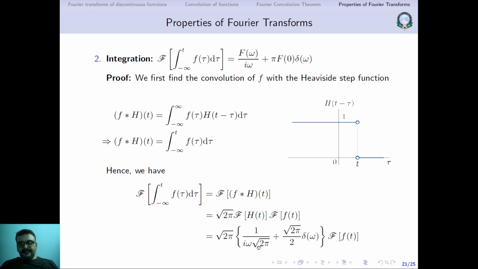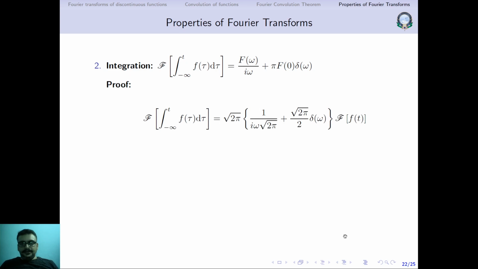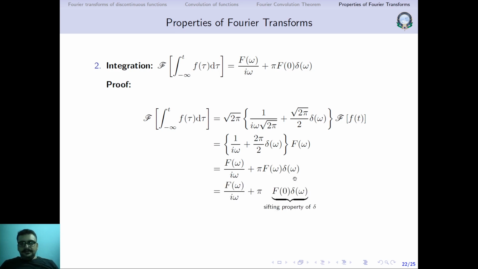Now this is very straightforward because we already know the Fourier transform of the Heaviside step function. We have already derived this some time ago. This is the Fourier transform of the Heaviside step function, multiplied with the Fourier transform of the original function f of t, which I'll just write as capital F of omega. We take this root over twice pi inside, so this and this get cancelled, and here we get a 2 pi. That's how you get this 2 pi here. So this will give us F of omega by i omega plus pi F of omega delta omega, and this quantity will give us F of 0 and delta omega.